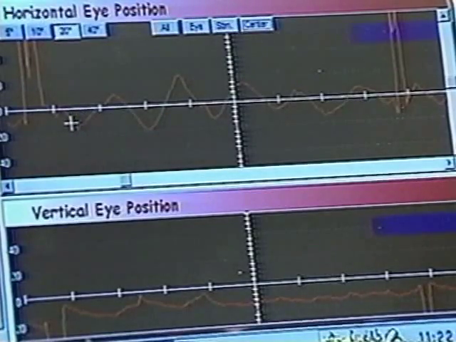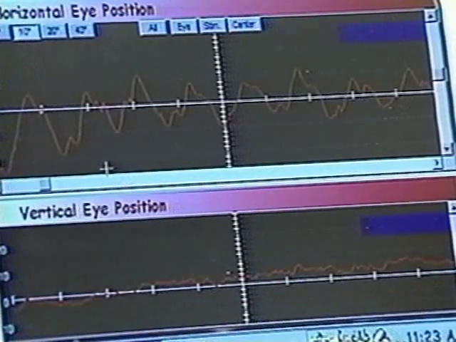This particular example demonstrates a normal torsional swing testing. In this, we see sinusoidal type nystagmus, which is repeatable and which is well formed. At the extremes of the testing, there is some muscular artifact.